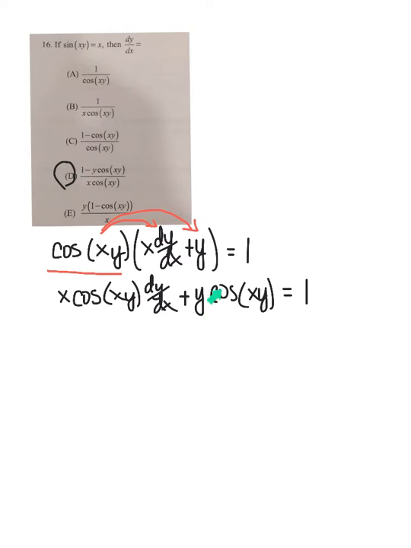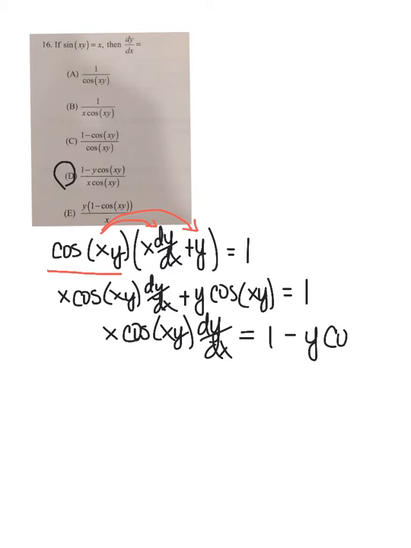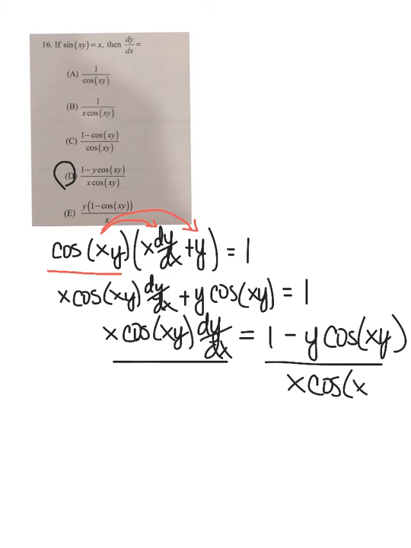So therefore I'm going to take this and move it over to the other side. That's going to give me x times the cosine of xy dy dx. That's going to stay on the left-hand side of the equal sign. And on the right, I'm going to subtract over y times the cosine of xy. Okay, now I want to get the dy dx by itself. So I'm going to divide by x times the cosine of xy. And then you can see, hopefully at this point, that your answer is choice D.